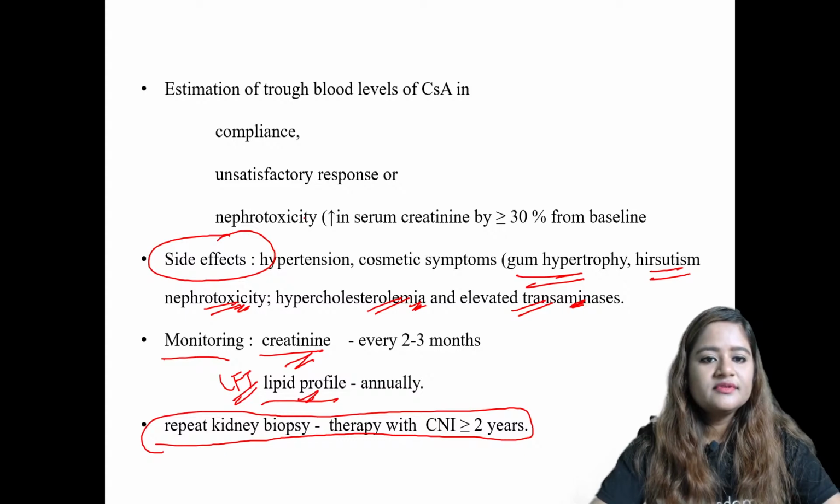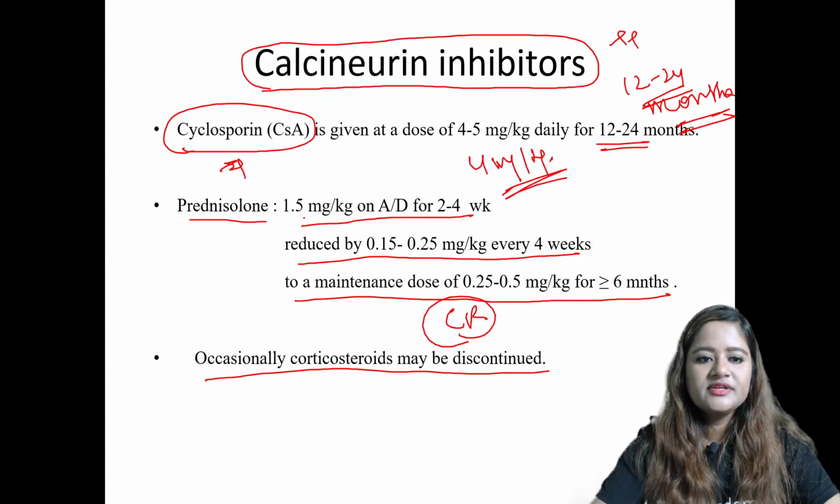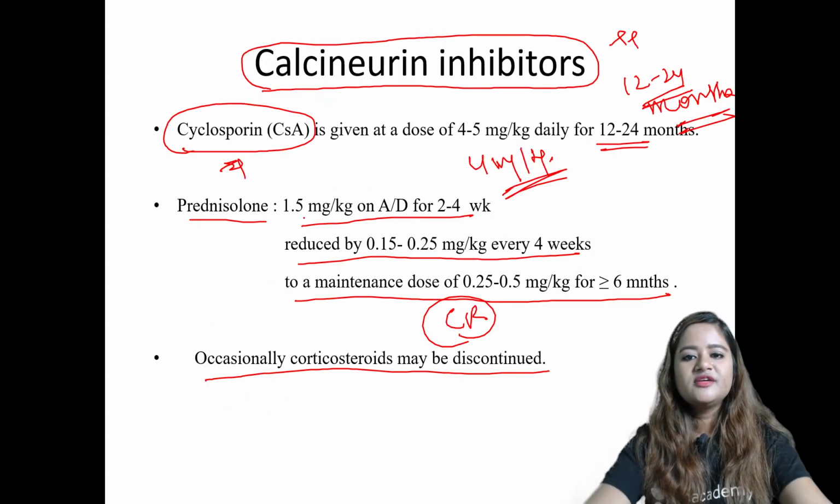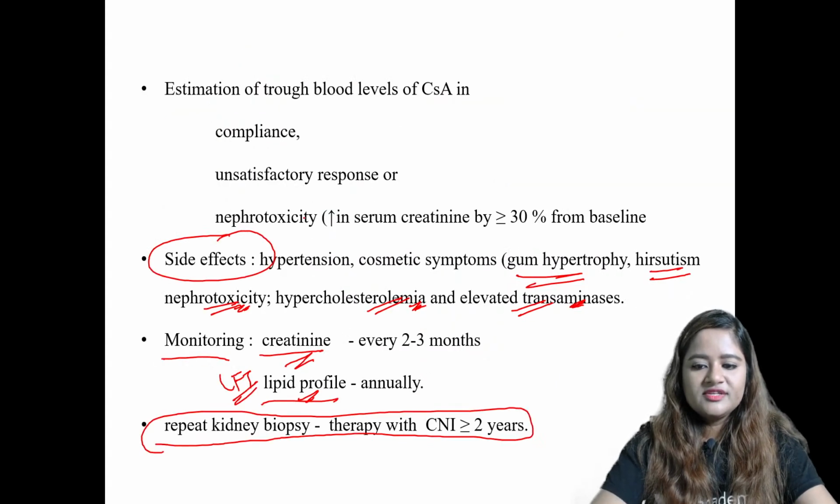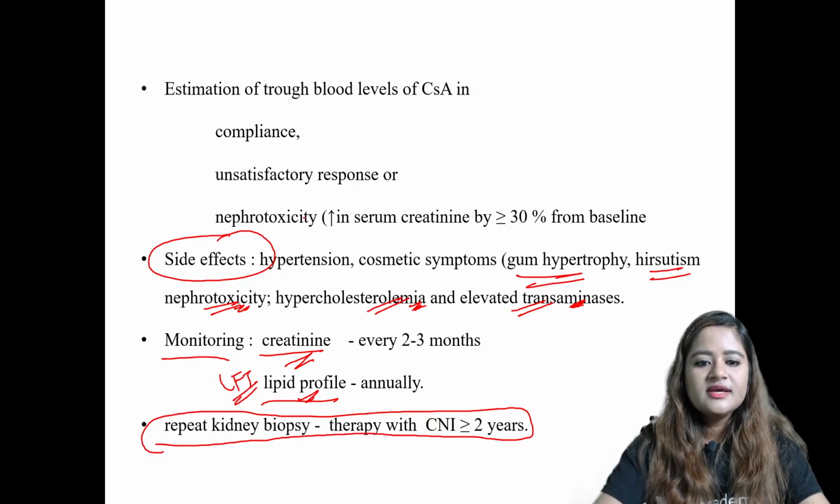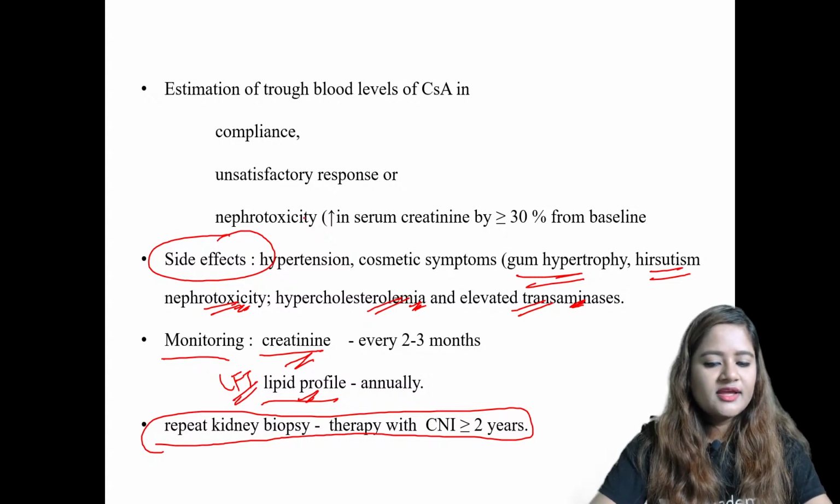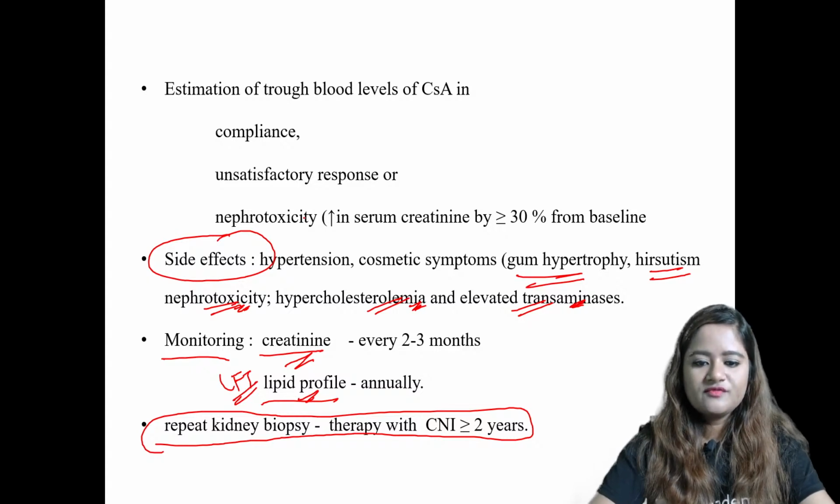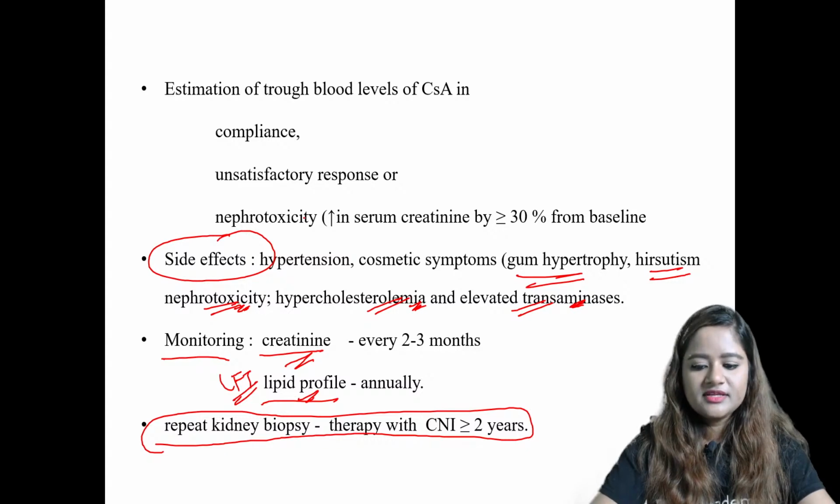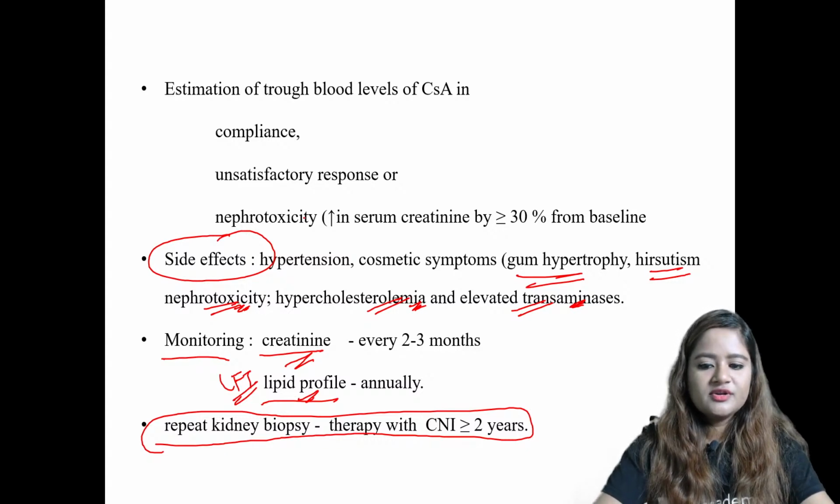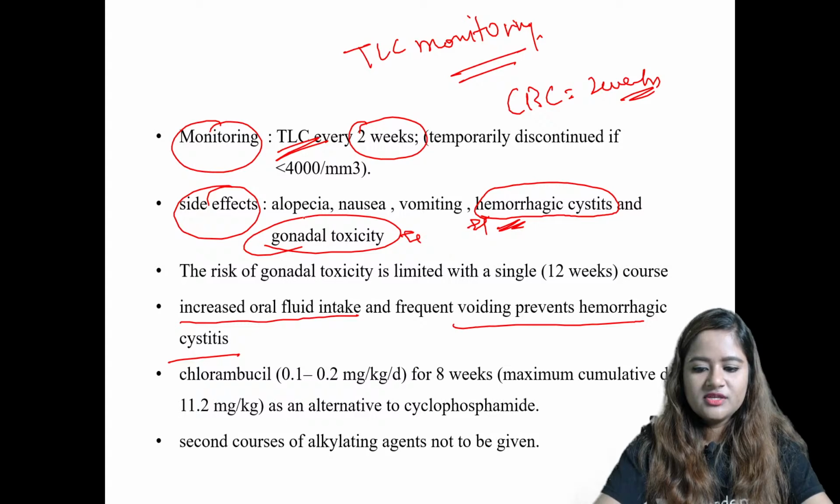Then we also have the calcineurin inhibitors, in which we use cyclosporin, 4 mg per kg, 12 to 24 months. Again, you have to look for side effects like cosmetic problems such as gum hypertrophy and hirsutism. There is increased cholesterol, increased renal toxicity and increased liver enzymes. So what do you monitor? KFT, LFT and also a lipid profile. Renal biopsy is indicated, which we saw in the renal biopsy slide. Before starting cyclosporin therapy, you have to do a renal biopsy for the patient.